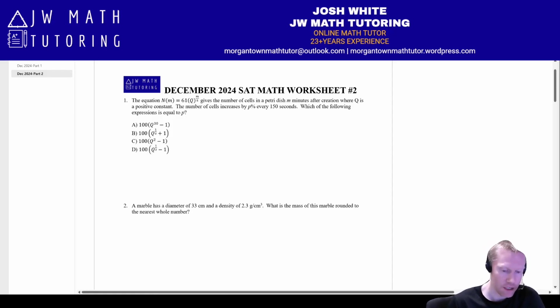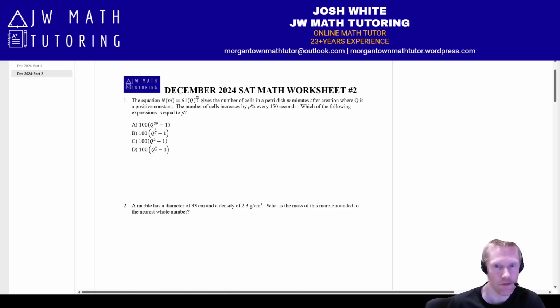All right, so with all that being said, let's go ahead and get started on question number 1 here. This was a very common one that was mentioned a lot. Basically, you have an exponential function and the cells are increasing by p% every 150 seconds, and they want to know which of these expressions here represents the percentage increase for this given time period.